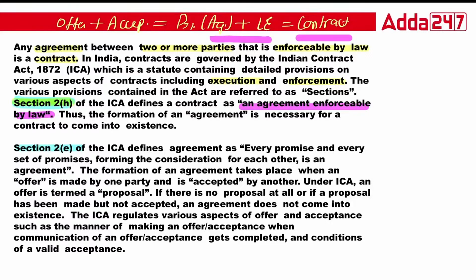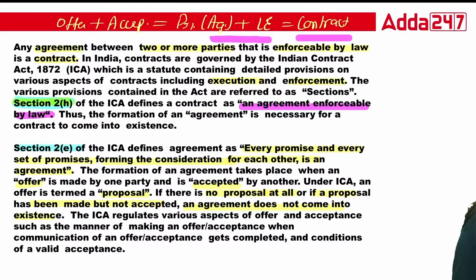Now class, section 2E defines agreement. What is agreement? Every promise and every set of promises forming the consideration for each other is called an agreement. That is the legal definition. The formation of an agreement takes place when an offer is made by one party. See the formula: an offer is made by one party and accepted by the other. Under the Indian Contract Act, an offer is termed a proposal. Offer is also called proposal, class. If there is no proposal at all, or if a proposal has been made but not accepted, the agreement does not come into existence.